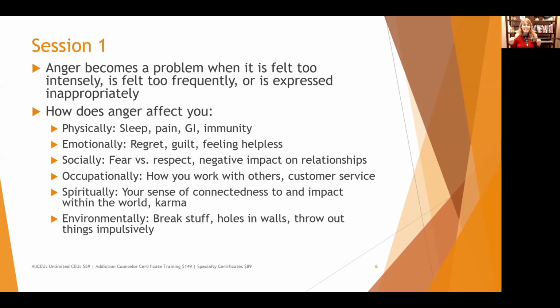So socially, you may interact with others in an irritable or dominating way in order to protect yourself. But instead of engendering mutual respect, a lot of times that creates a fear dynamic. People don't want to set you off, and they tiptoe around you like they're on eggshells.